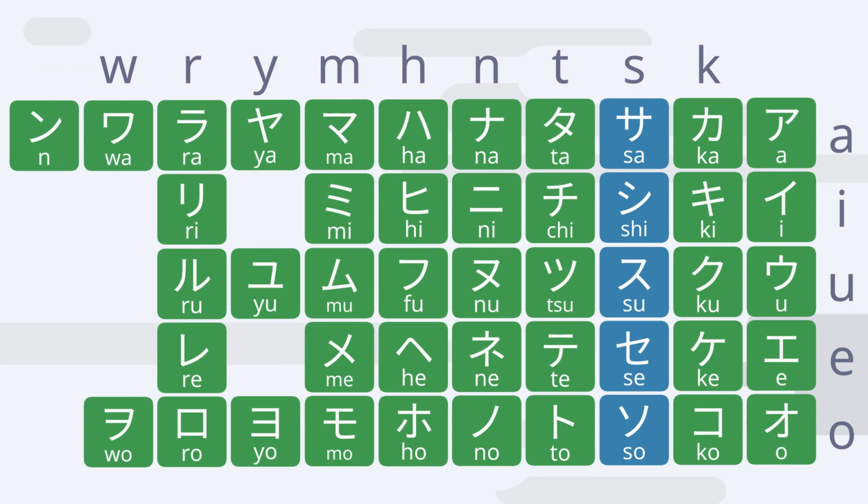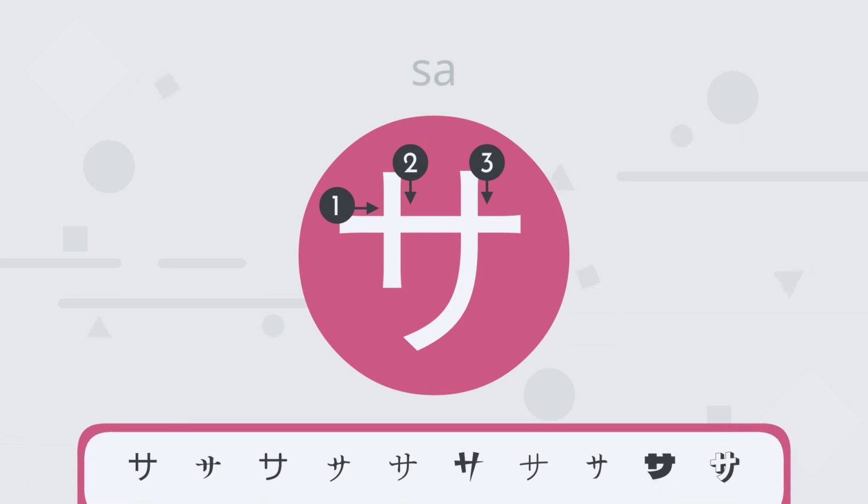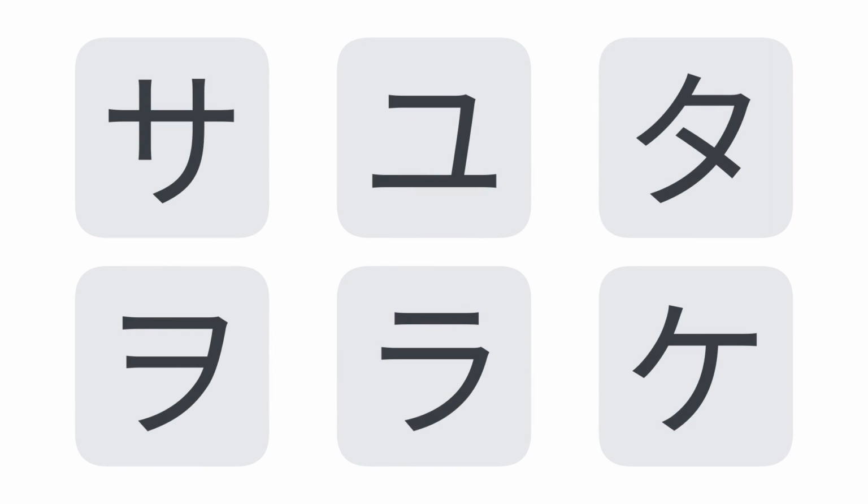In this lesson, we'll learn the characters sa, shi, su, se, so. The first character we'll learn is sa. Sa. Sa. Which of these characters is sa? Sa.